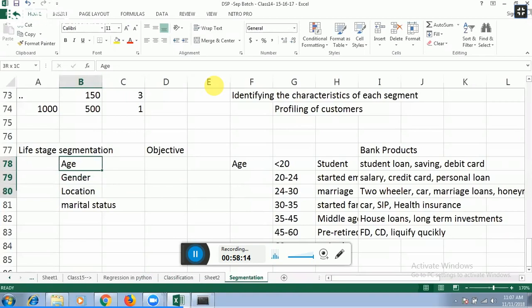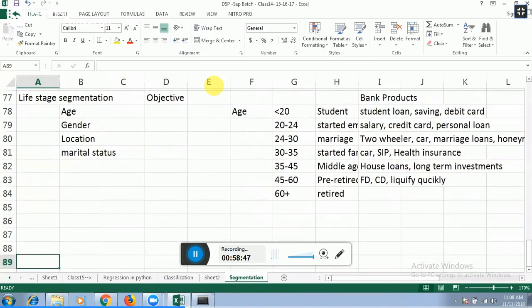So if I use these variables and come up with the segments, those segments can be used for targeting different types of products, or for cross-sell, upsell, or to identify the characteristics. So this is what we call life stage segmentation. Am I using any scientific method here? No, right? It's purely business sense, common sense. This is what I'm using. Right? So are you clear now what life stage segmentation means?